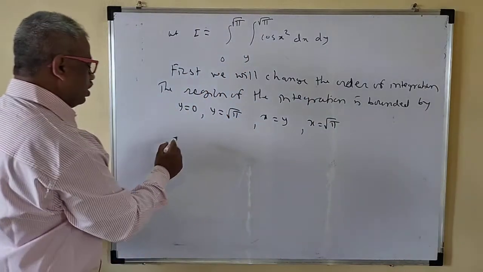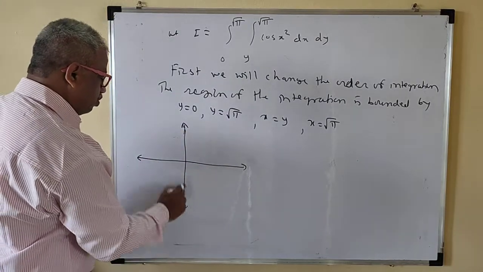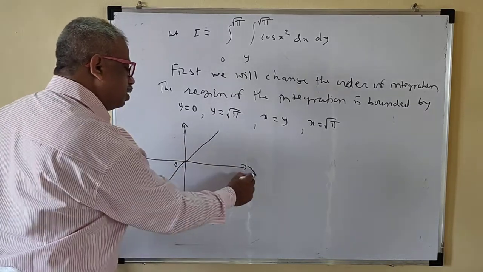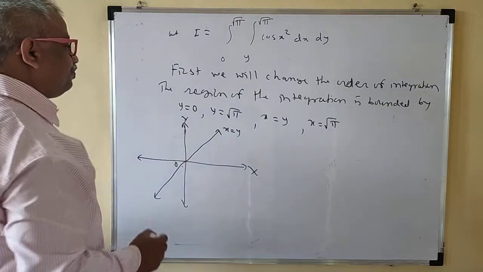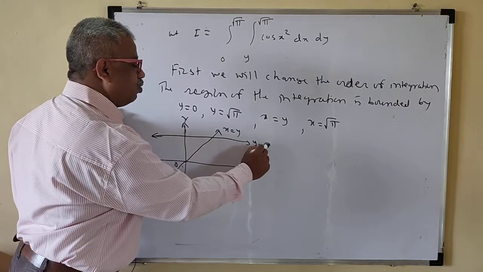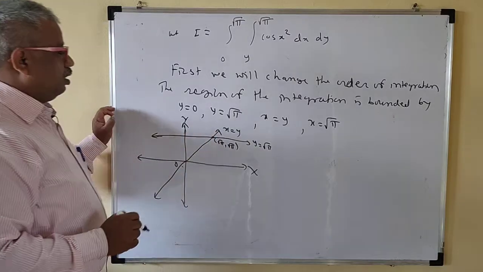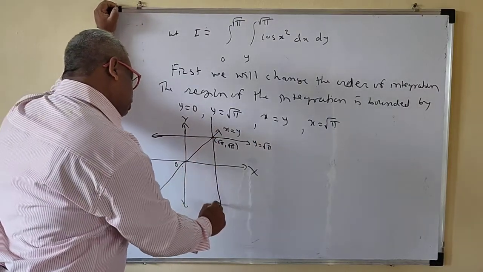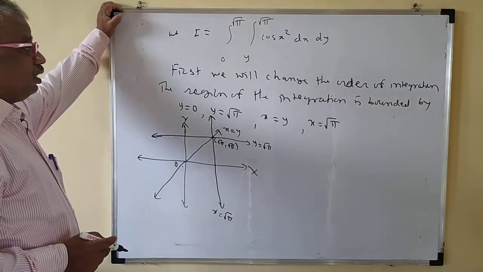Okay, so we draw the region, a very simple region. We take care of the intersection now. We draw x is equal to y. This is your origin, this is your x axis, this is your y axis, and it is a bisector. So this is x equal to y, and this is root pi. This is y is equal to root pi. So what is this point then? This point is root pi, because x is equal to y. Now this will be x is equal to root pi. Now we have to see the region.